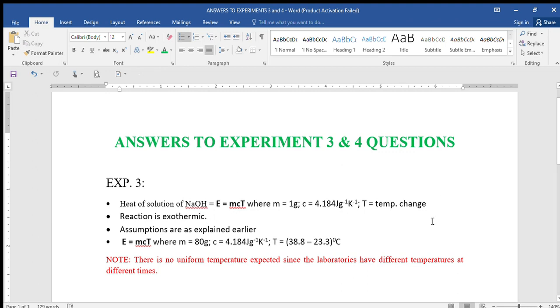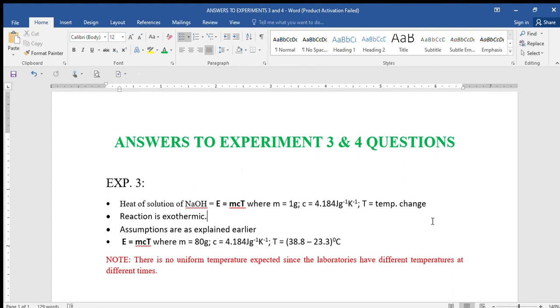Now, these are the answers to experiment 3 and 4. For experiment 3, to answer question 1, we have to make use of E = mcθ. And when I say theta, I'm referring to your T. Now, the T is dependent on the laboratory you use.